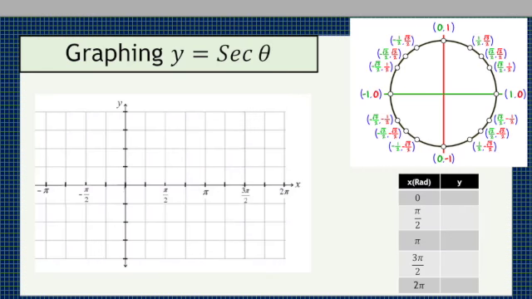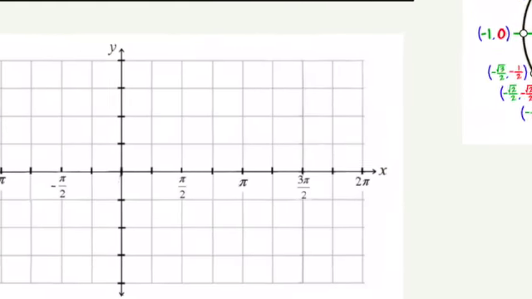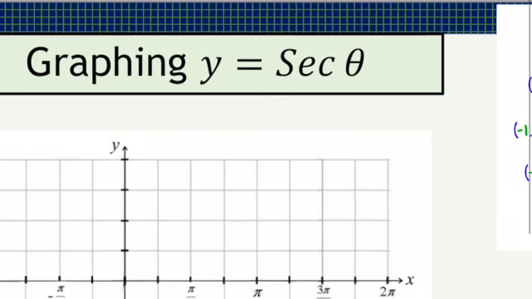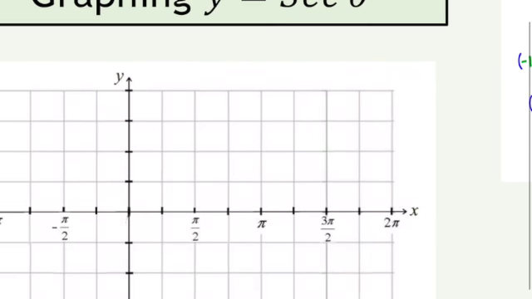Okay, so for the secant of theta, it's really similar to the cosecant of theta, so I'm not going to go through creating the entire graph from the unit circle. Instead, we're just going to use this strategy that I showed you guys by graphing the parent function, right? So secant is the reciprocal of cosine, right? So I'm going to start with graphing cosine.